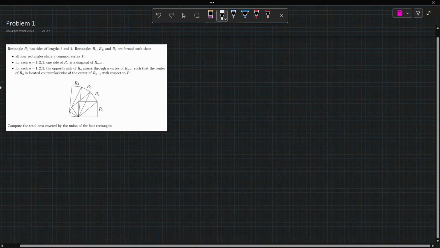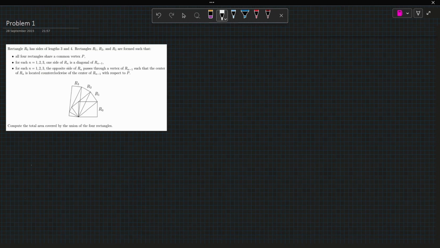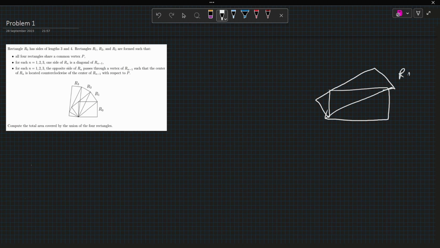So I'm going to take the example of R1 and R0. This is R1, this is R0. Name these points as A, M, N, P, B. Now draw a perpendicular from A to the diagonal PB. Name this point as C. And from the diagonal property of a rectangle, we can see that the area of triangle APB should be half of the area of R0.